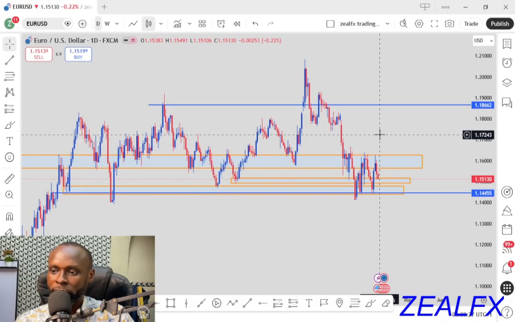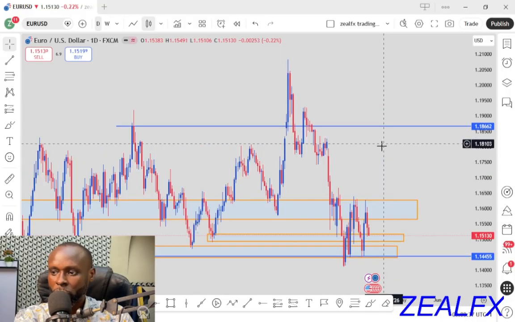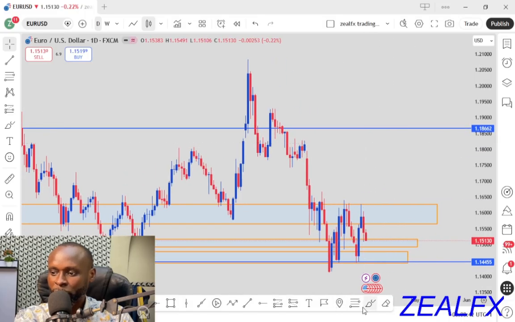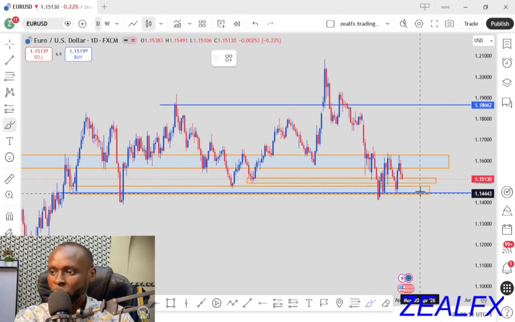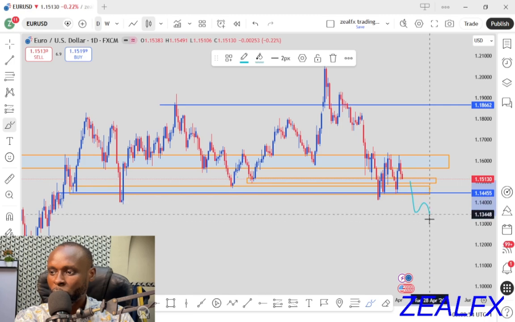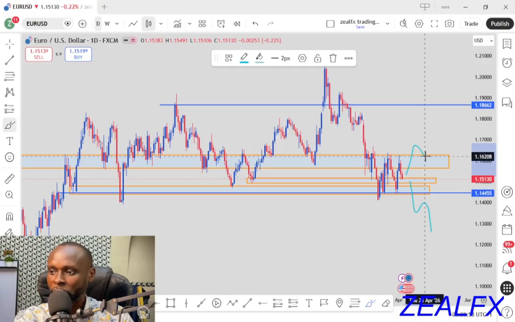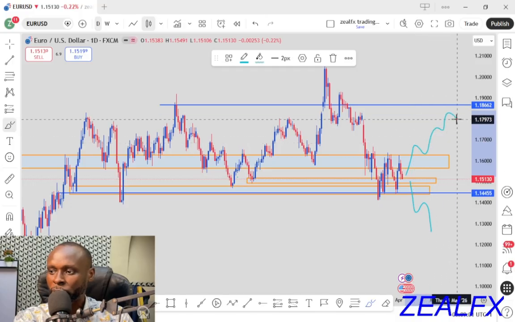Let's start our analysis with the Euro USD. Euro USD on the daily chart still has a sideways trend. So long as we have this sideways trend on the daily chart, we still expect the Euro USD to remain sideways until we see a breakout of the major structure level. If we see a breakout of price below this level, we can start looking for possible selling opportunity on Euro USD. Then if we see a price break above this level, we can start looking for possible buying opportunity for the Euro USD.